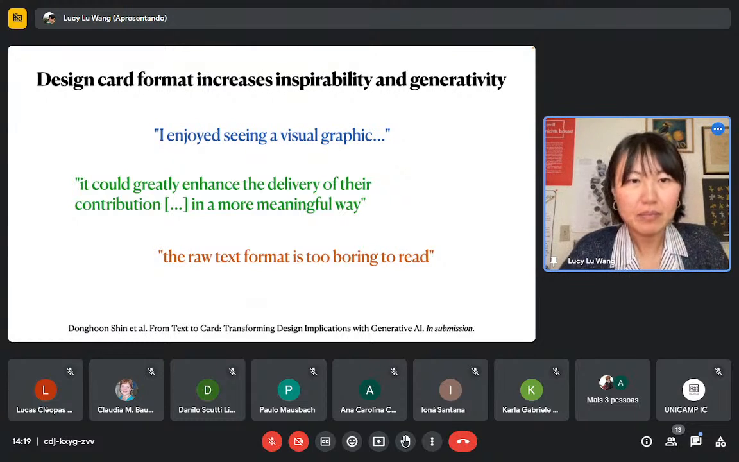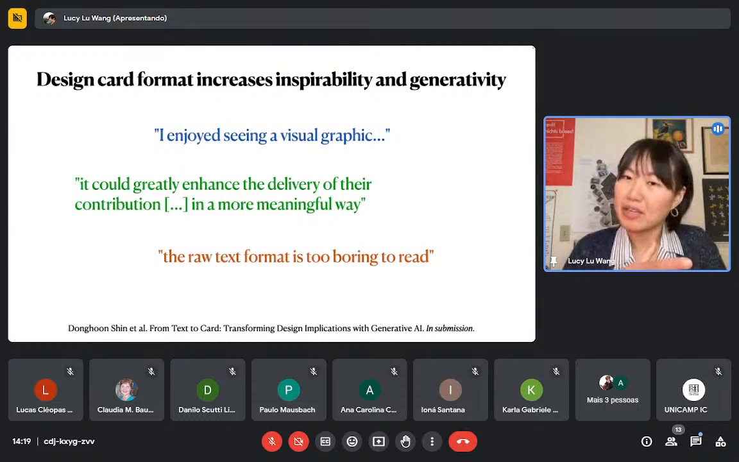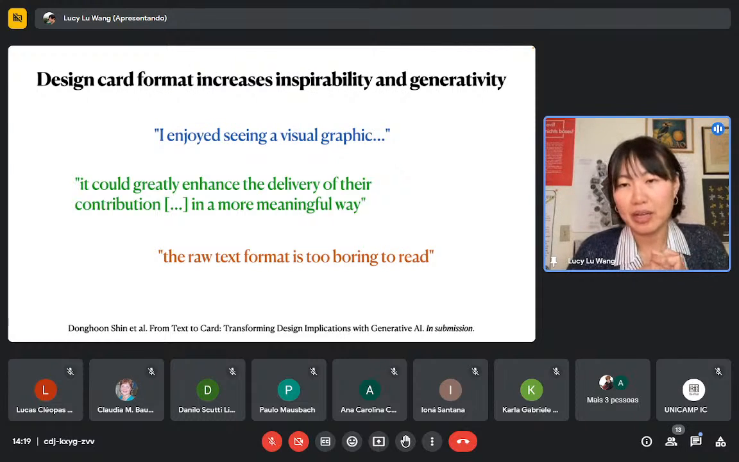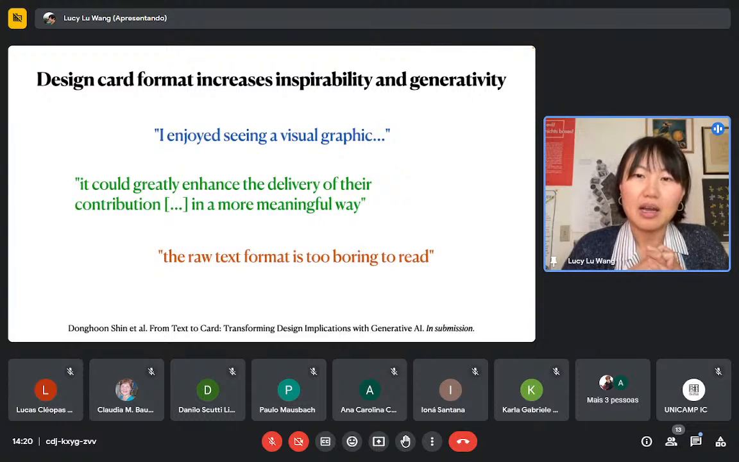Okay. So, and then some of the results from the qualitative study, the designers generally enjoyed having a visual graphic to inspire their creativity, and they found the raw text format from the original papers very boring to read, unsurprisingly. And then, of course, they also found that design cards could enhance the delivery of the original author's contribution in a meaningful way.